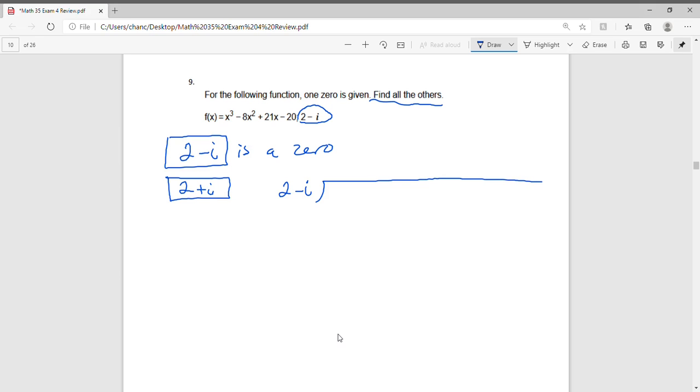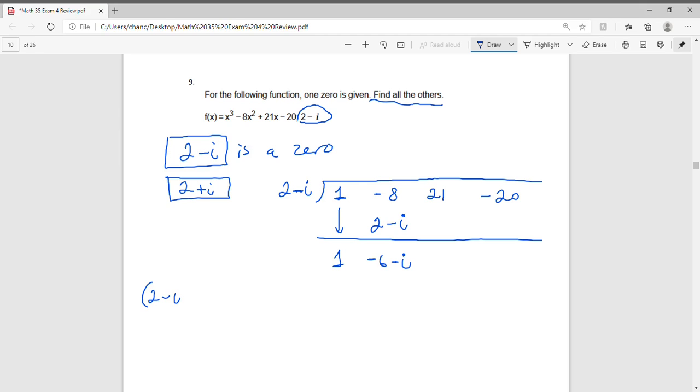So let's start with 2 minus i on the outside, and on the inside we'll use the coefficients 1, negative 8, 21, and negative 20. We'll drop down the 1. 1 times 2 minus i is 2 minus i. Then I'll add negative 8 plus 2 minus i. That's equivalent to negative 6 minus i. Now we'll have to multiply 2 minus i times negative 6 minus i. Let's do the scratch work here. 2 minus i times negative 6 minus i.